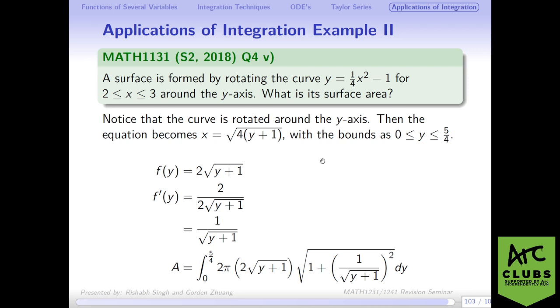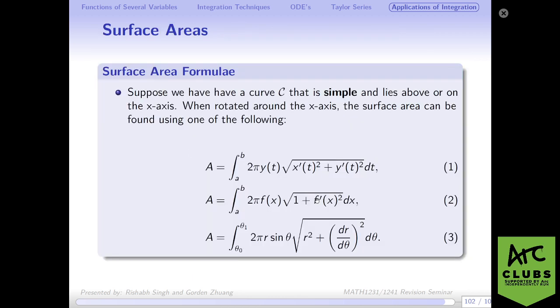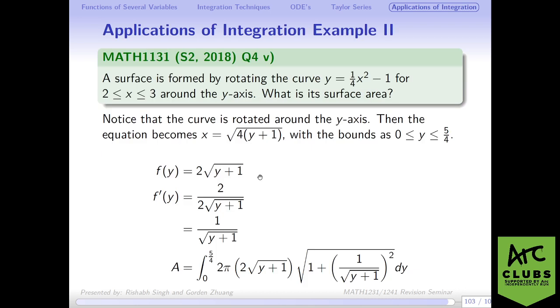Now remember, we also need to change the bounds. We find the bounds by subbing in 2. So 2 squared over 4 is 1, and 1 minus 1 is 0. And when we sub in 3, we get 5 over 4. So these are our bounds. This is our formula, and for our formula, we also need f dash. So f dash is just this. And so this is our formula.